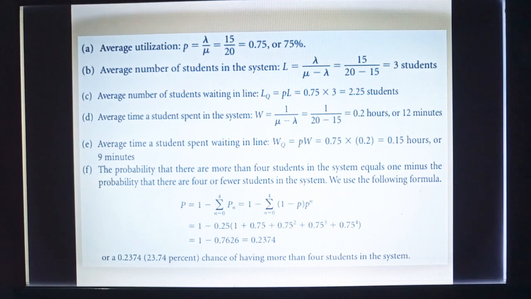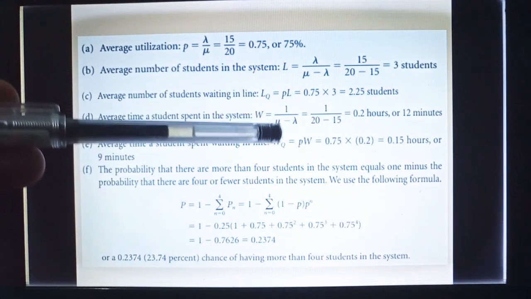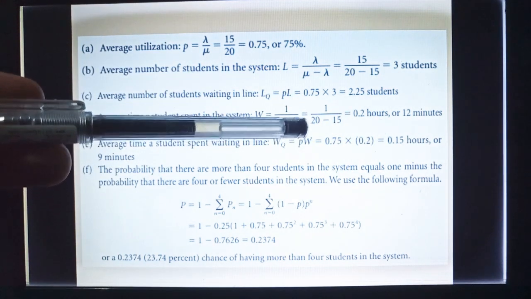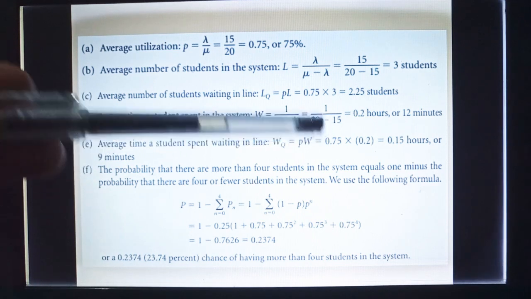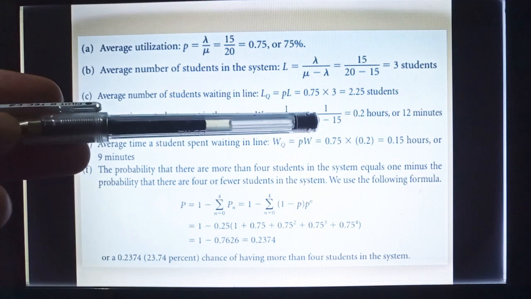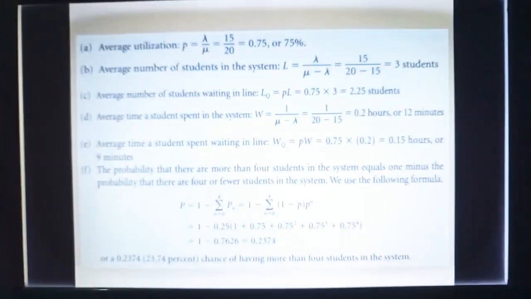And then the average time a student spent in the system, so we have here 0.2 hours. So 1 over mu minus lambda. This one is the number of students to be accommodated by the server minus the number of customers, so that is 12 minutes.